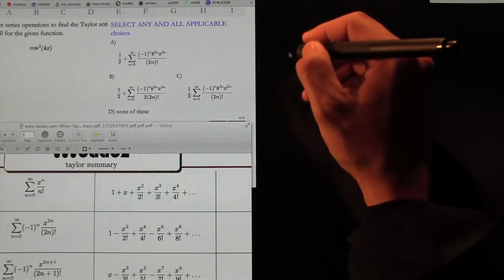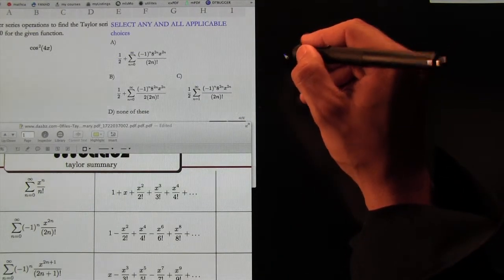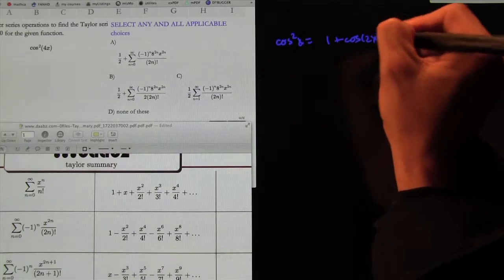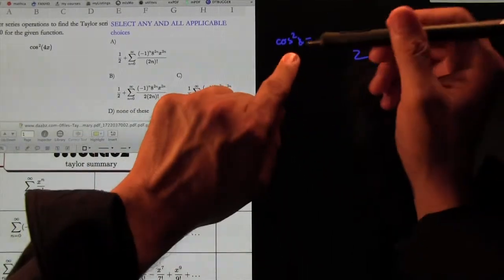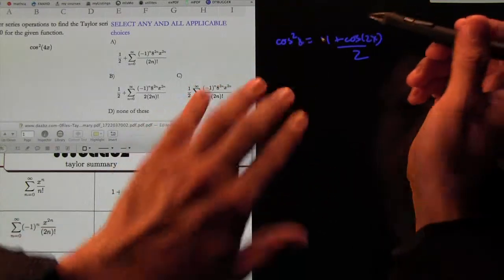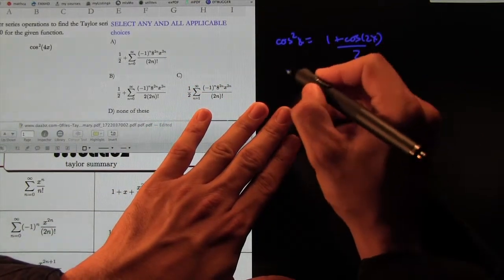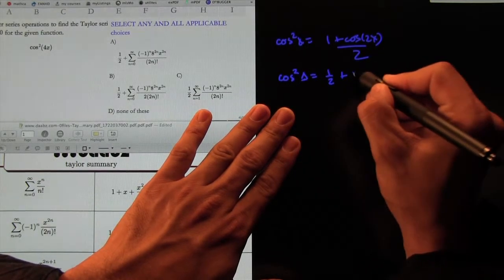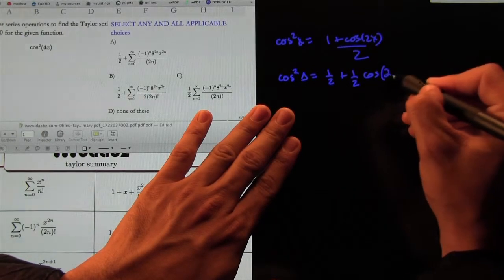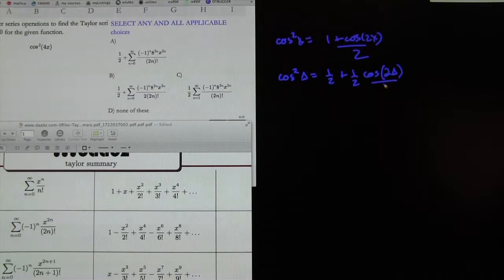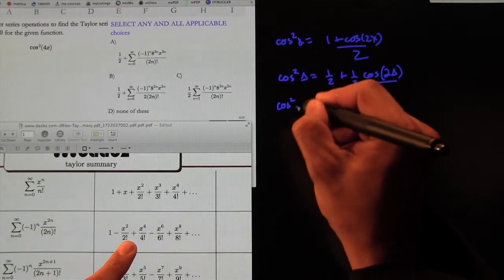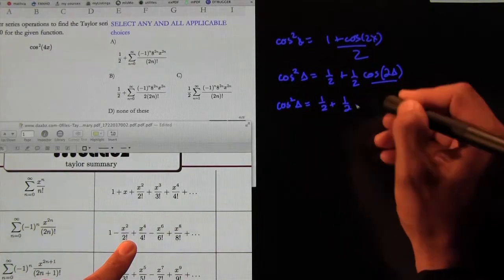So we have this famous idea that says that cosine square of x is equal to 1 plus cosine 2x all over 2, yes? I remember this because this is the famous one. This is how we integrate cosine square in Calc 1 in the first semester. Super famous formula. So that would tell you that cosine square of blah is equal to 1/2 plus 1/2 cosine of 2 times the blah. Now I've got a perfect expansion for cosine already. So here's my expansion for cosine. So I'm going to apply that. So cosine square blah is equal to 1/2 plus 1/2.